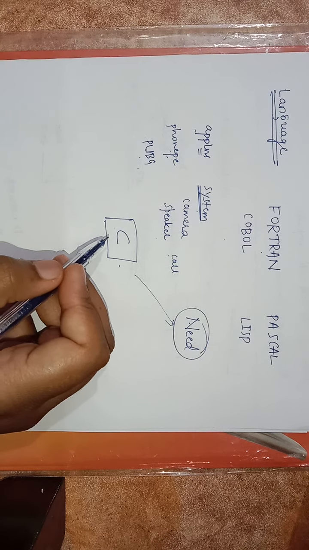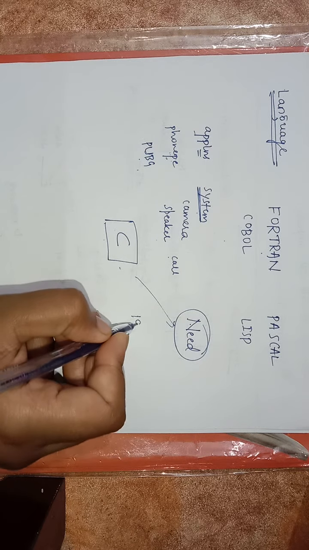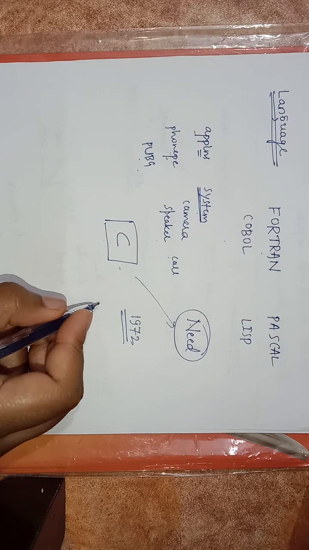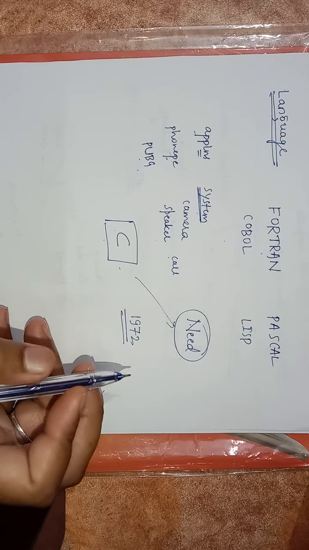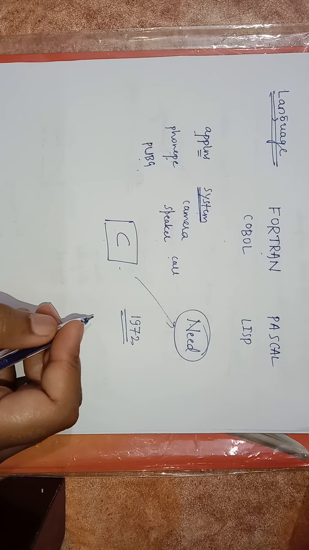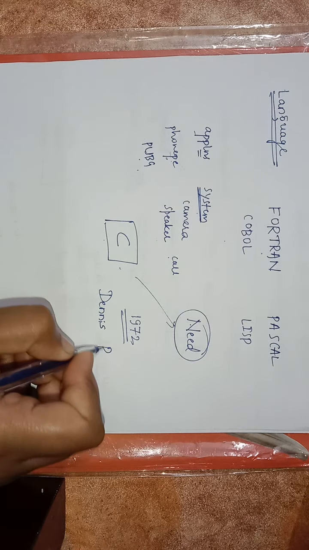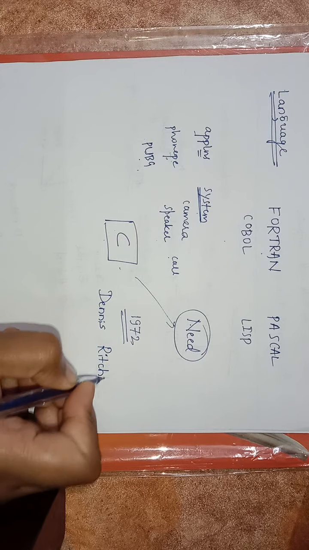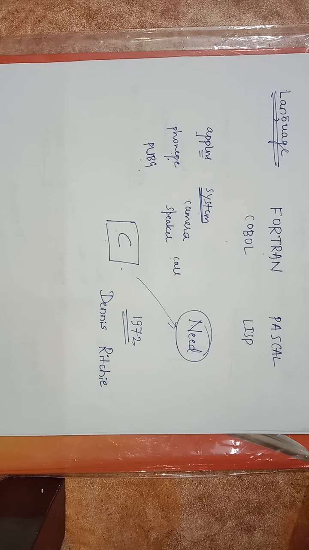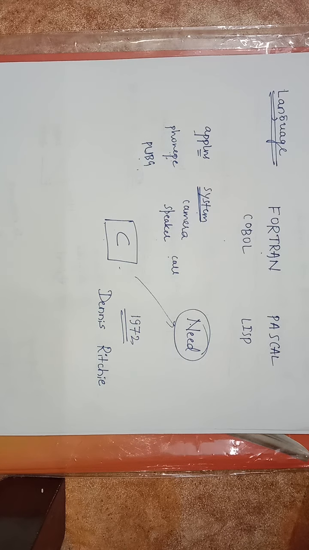What is the history of the C language? In 1972, in USA, at the Bell Telephone Laboratory, the scientist Dennis Ritchie developed the C programming language. Understood? So this is all about how the C programming language was generated.